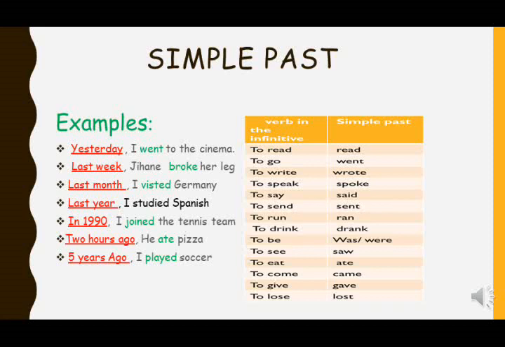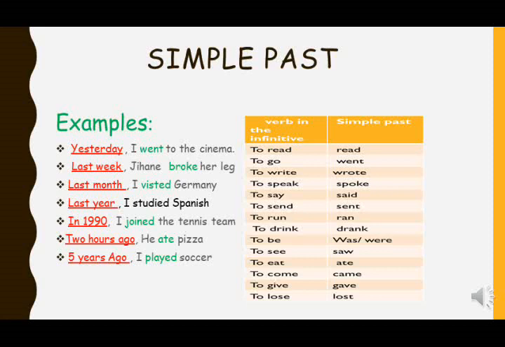Yesterday, for example, yesterday is yesterday. Today is Monday. Yesterday is Sunday. Last week means the week before this week. Last month, the month before. We are now in April, while last month is March. We are in 2020, last year is 2019. And we write the date. The date is concerning something in the past. 2 hours ago means 2 hours before. And 5 years ago means 5 years in the past.